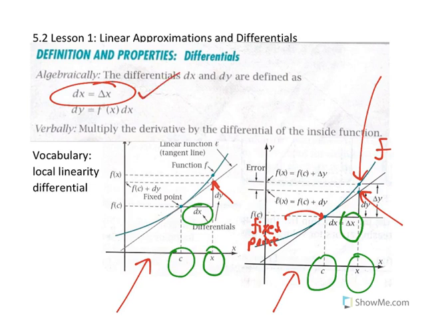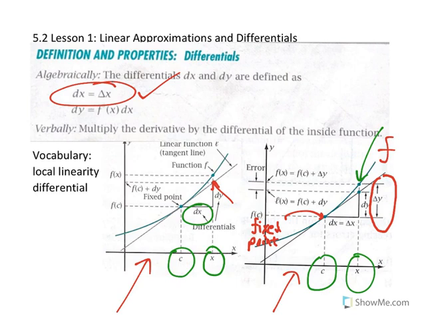So that's why this makes sense. And in example 1, we looked at the concept of error. And as we go from the fixed point to our second point, there is a change in the y-coordinates of the 2 points on the graph of f. And that change in the y-coordinates is delta y.